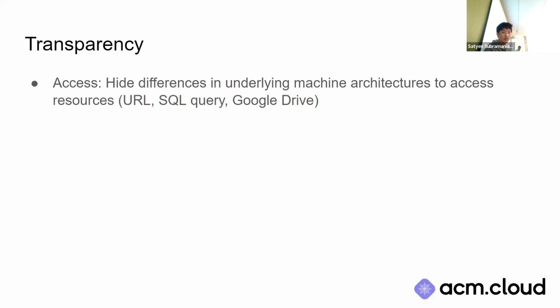These are basically to hide the differences in underlying machine architectures. For example, if I wanted to access a website, the way I would do that is enter a URL. That's an example of access transparency. It means that I have a standardized way to access these resources, regardless of what tech stack the server is running, what underlying operating system the web server is built on top of, things like that.